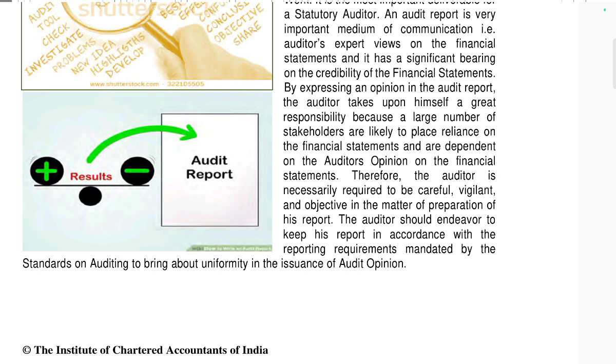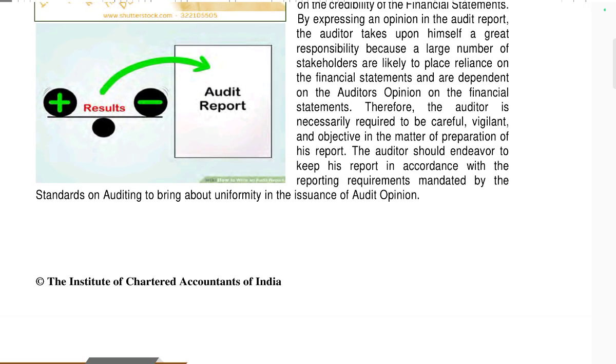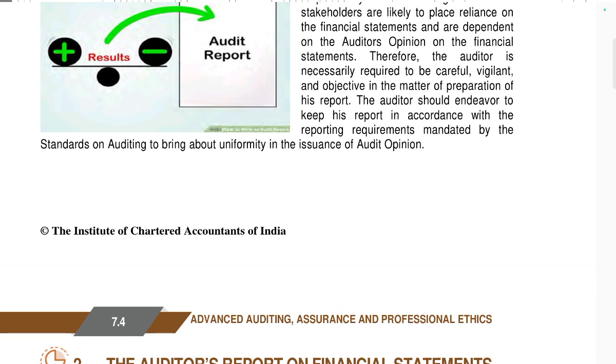Given the dependence on the auditor's opinion on the financial statements, the auditor is necessarily required to be carefully vigilant and objective in preparing his report. The auditor should endeavor to keep his report in accordance with the reporting requirements mandated by the standards on auditing, bringing about uniform issuance of auditor opinions.